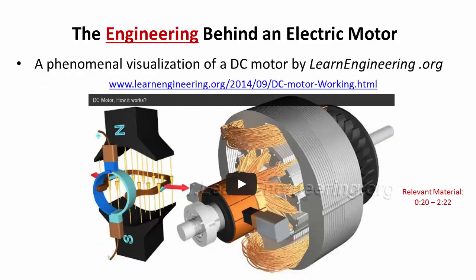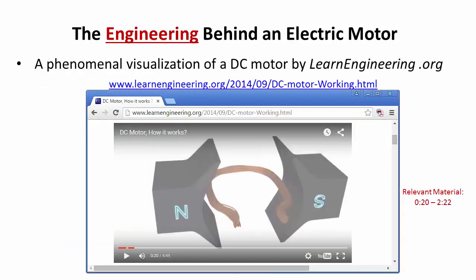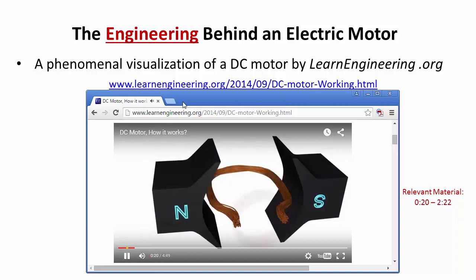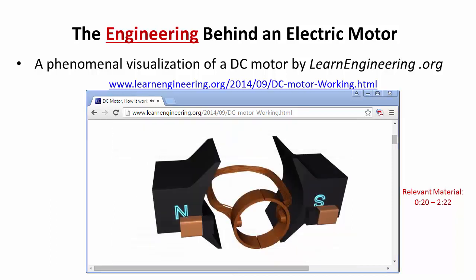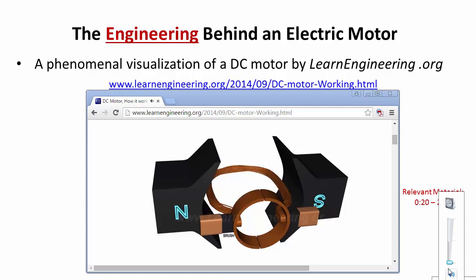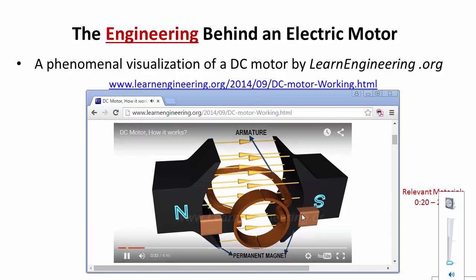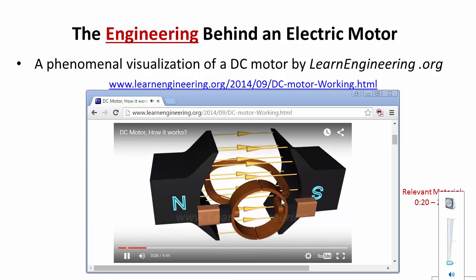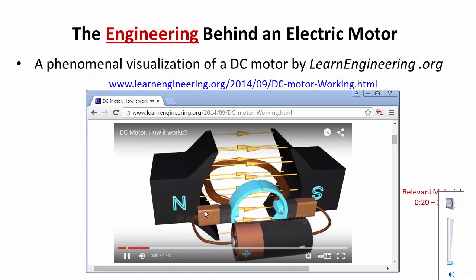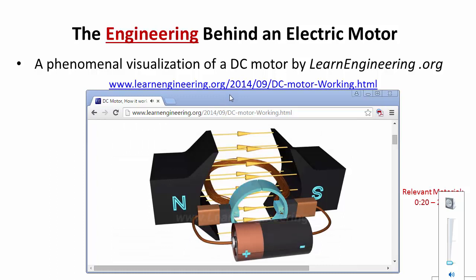Now let's take a look at a really good visualization of how a DC motor operates. You see right here the picture that we had before, and you can see the B field right here. The commutator ring right here is connected to the right side of the armature, the coil right there, which is connected to the negative. This side is connected to the positive. Let's watch what happens as this visualization allows this thing to spin.